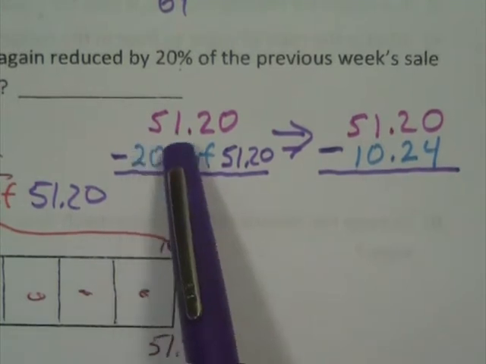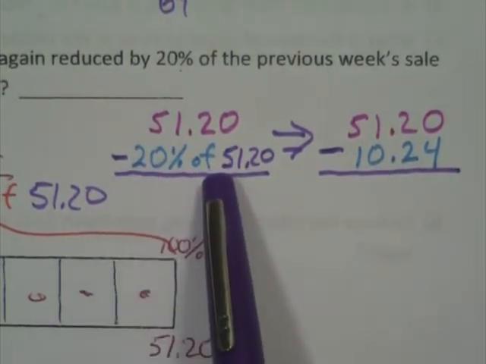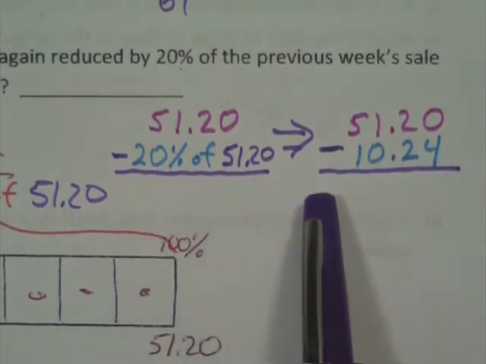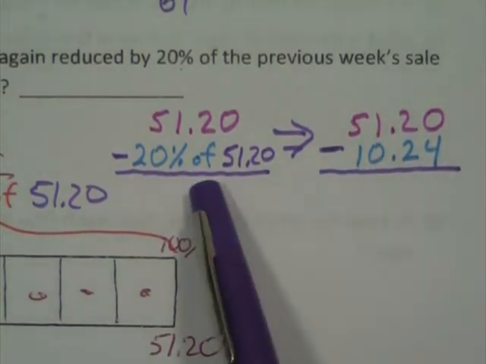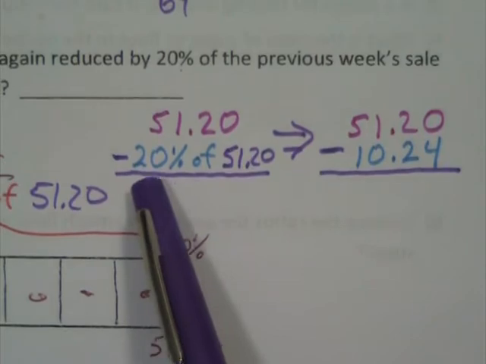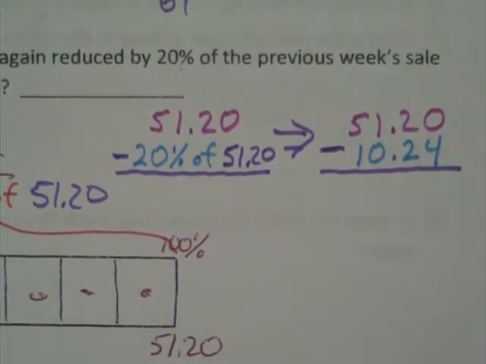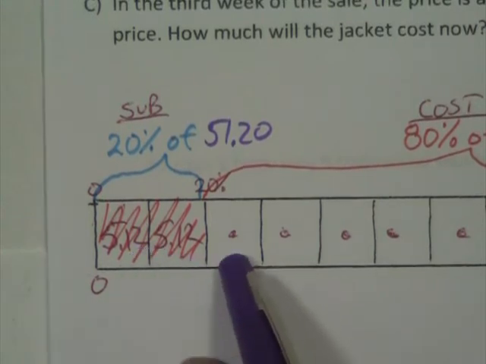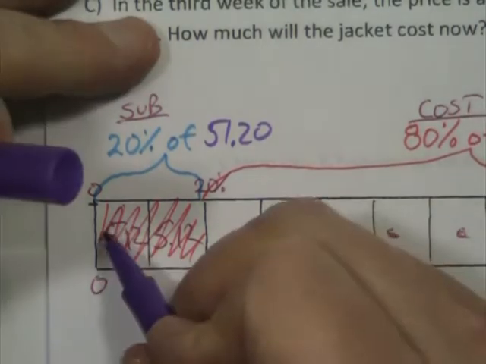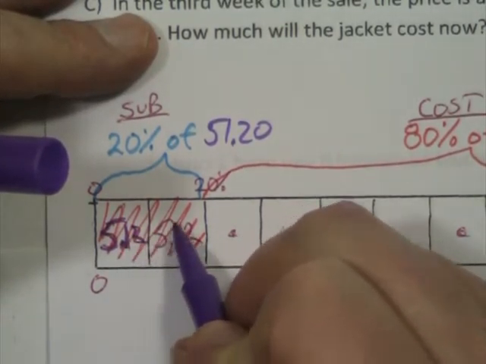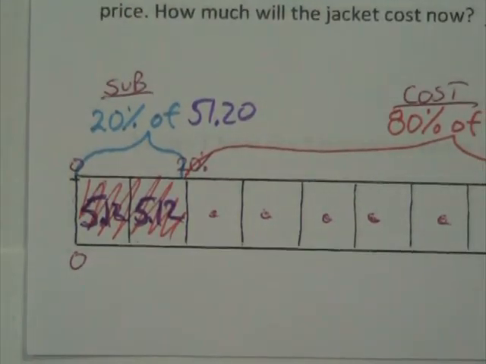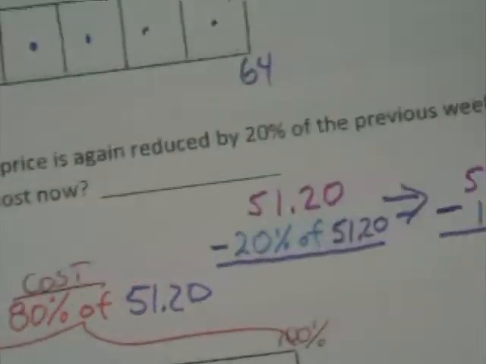So if I take 51.20 and I subtract 20% of it, 20% of 51.20 is 10.24. How did I get that? I can either multiply 0.2 times 51.20, or I can simply count up 10% and 10%. That's 5.12 and 5.12. That's 10.24 if you add them together.